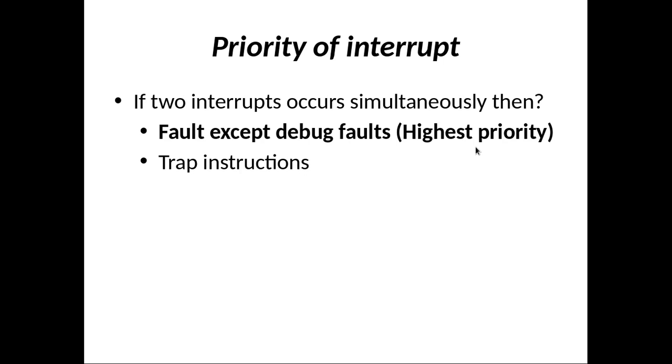Then the next one is trap instruction. Then the next one is debug trap. When we discussed the topic of debugging, we saw what a debug fault is as well as what a debug trap is. You know the difference between fault and trap. So in debugging we have debug fault as well as debug trap. Which exception or interrupt has the highest priority? All faults except debug fault. After that we have trap instruction. Then we have debug trap, and then we have debug fault.